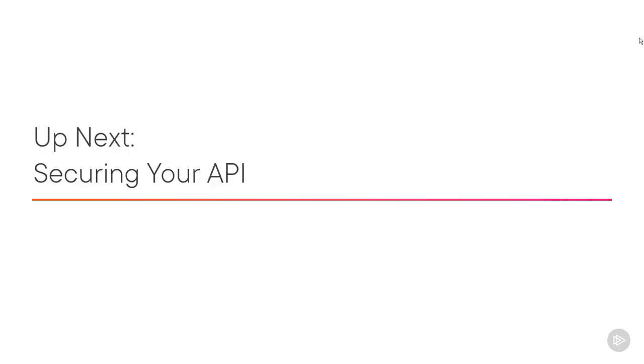Up next is another fundamental concern to think about when building APIs: securing them.